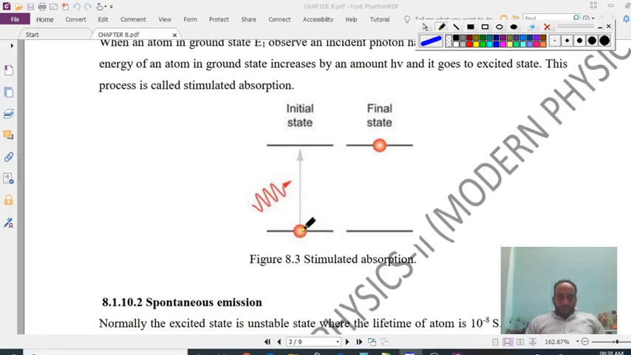For example, this is our ground state E1 and this is our higher energy state E2. When an electron is in ground state, a photon falls on it, and this electron absorbs energy from the photon and goes to higher state E2. This is stimulated absorption.